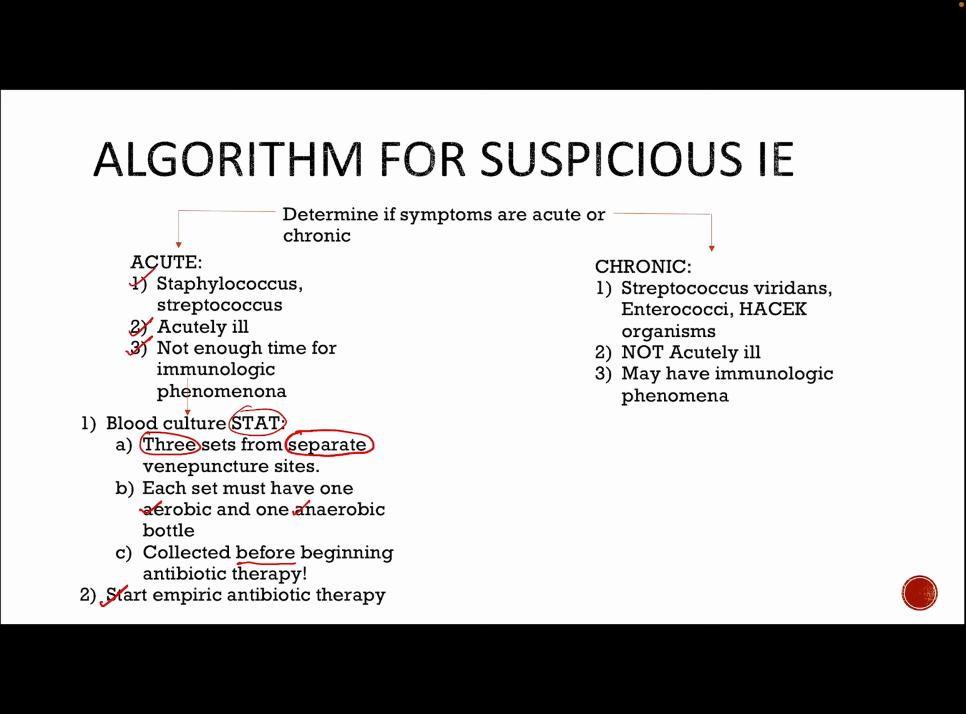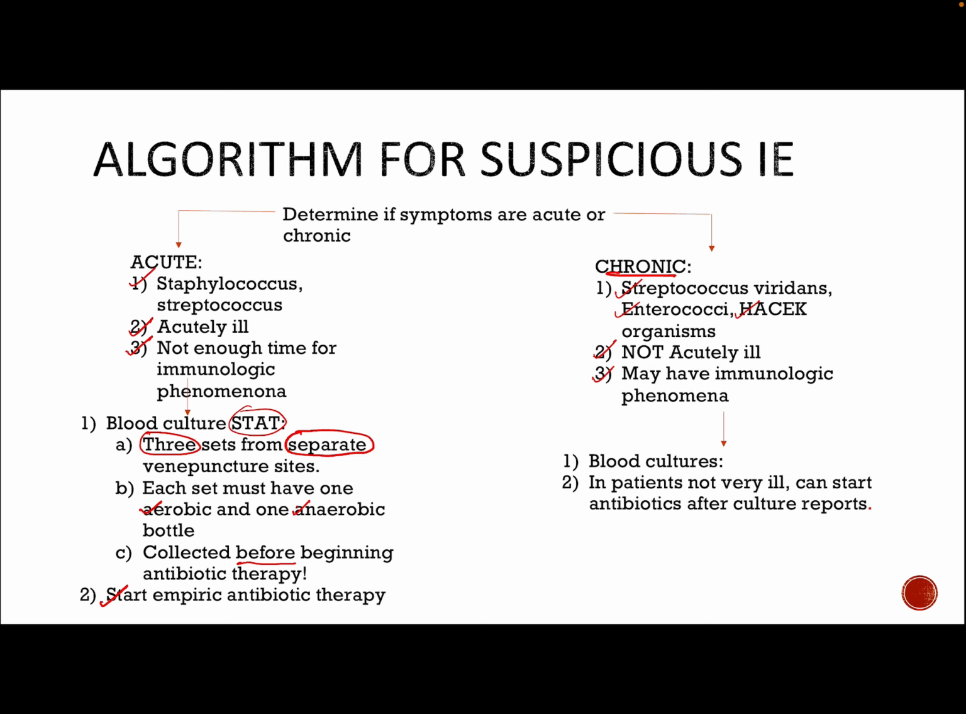Now suppose a patient comes with chronic symptoms that have been going on for weeks. For example, you have to think of organisms like Streptococcus viridans, Enterococcus, and the HACEK organisms. These cause more of the subacute to chronic infective endocarditis. So these patients are usually not acutely ill, and they may have all the immunologic phenomena that we talked about because there has been enough time for those to present.